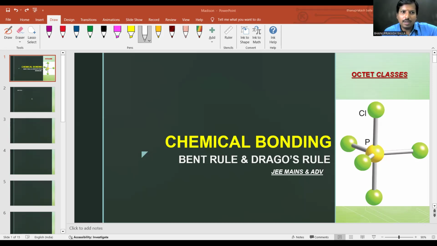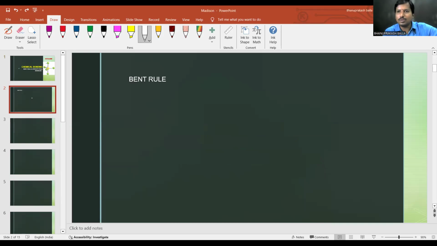Okay, first of all, I want to discuss Bent's rule. Then after that I want to go to Drago's rule. Okay, let's start today's session. So, let's go to the easiest example to better understand the Bent's rule concept. One of the basic examples.